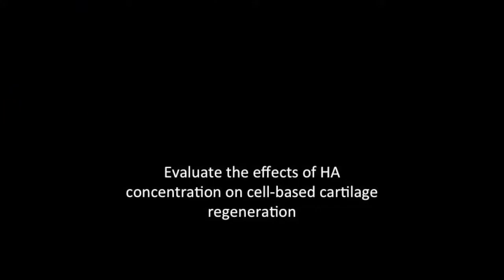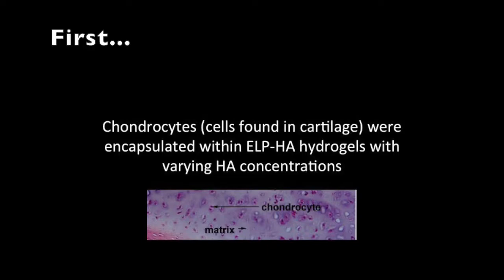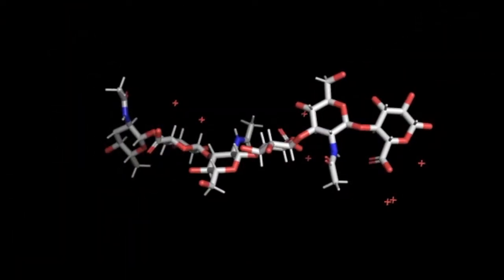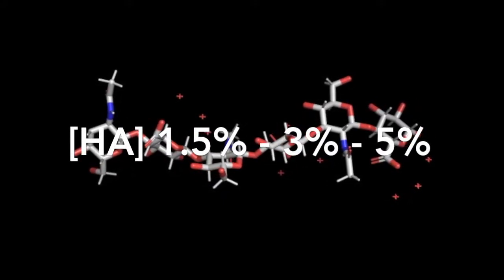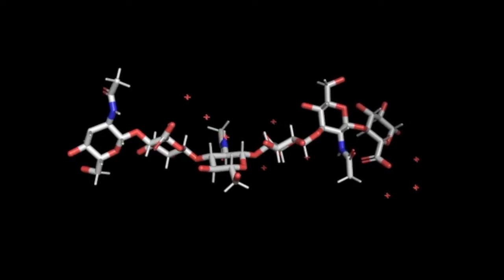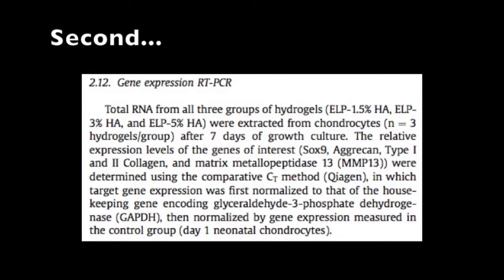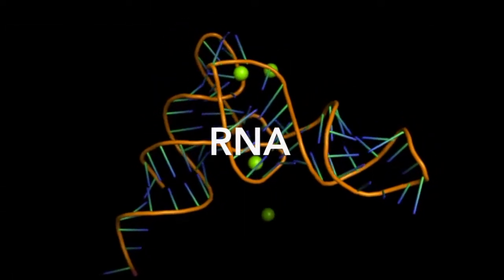The purpose of this research study was centered on evaluating the effects of hyaluronic acid concentration on cell-based cartilage regeneration. The experiment was carried out by first dissecting articular cartilage from the femoral patellar groove of both stifle joints from a 3-year-old calf. From this dissection, neonatal chondrocytes were then isolated and encapsulated within ELPHA hydrogels with the corresponding hyaluronic acid concentrations of 1.5%, 3%, and 5%. After 7 days in culture, the total RNA from all 3 groups of hydrogels was extracted from chondrocytes in order to evaluate gene expression levels.